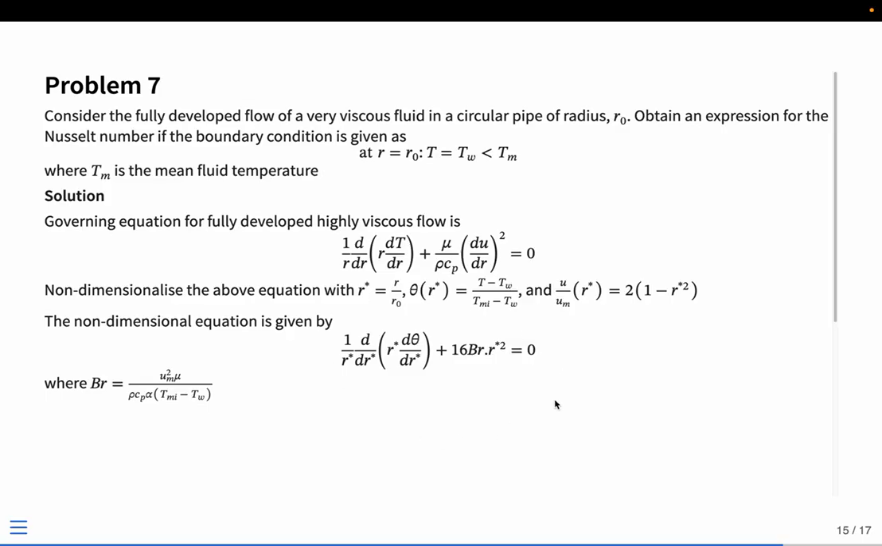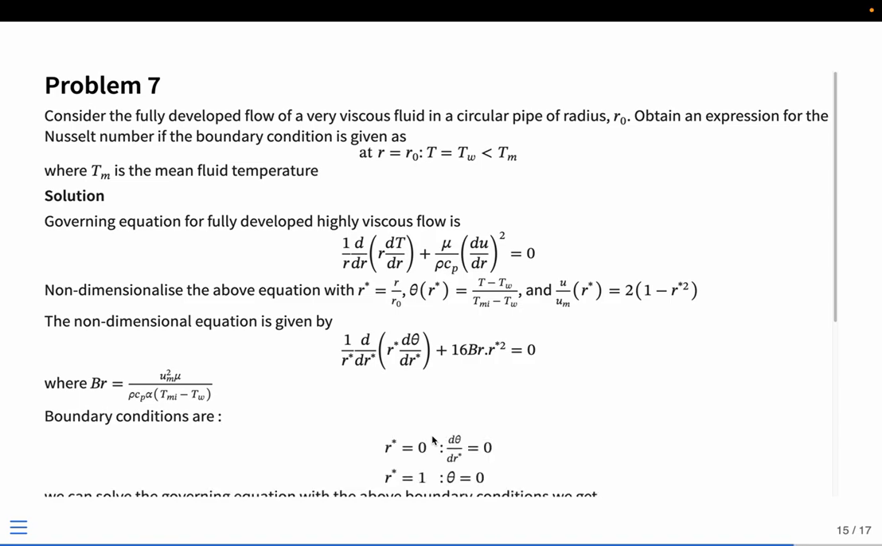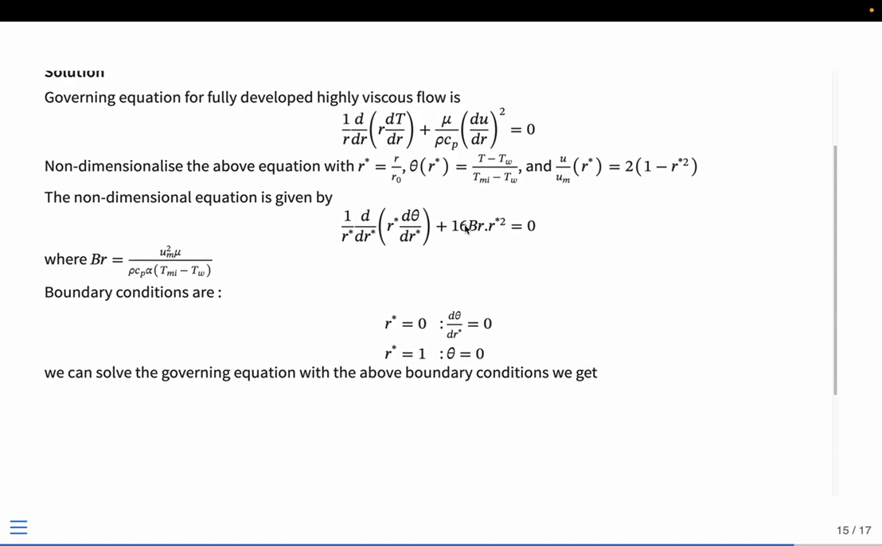In order to solve this equation, now you need to get the boundary conditions. At r star equal to 0, which is along the center line, it needs to be symmetric. Then at the wall, r star equal to 1, we have theta equal to 0, because T equal to Tw. If you substitute T equal to Tw, this term will be equal to 0 and theta will be equal to 0. Those will be my boundary conditions. So now we have the governing equation and these are the boundary conditions. We can solve this equation now.